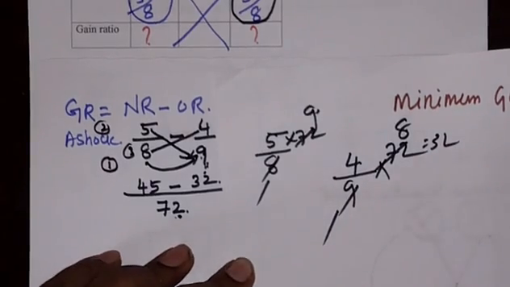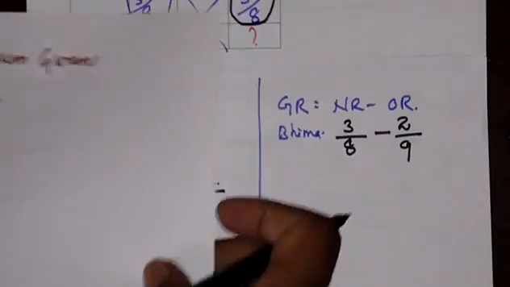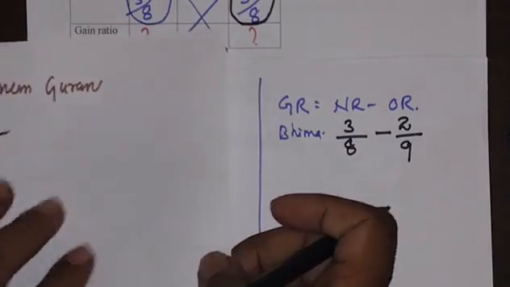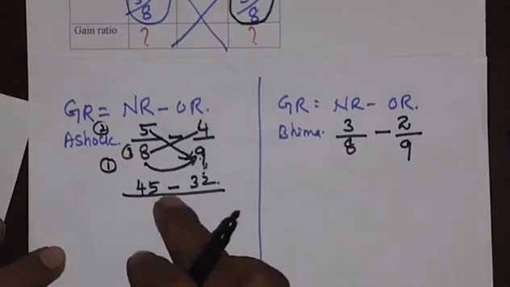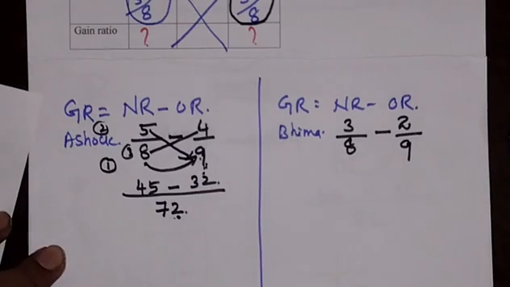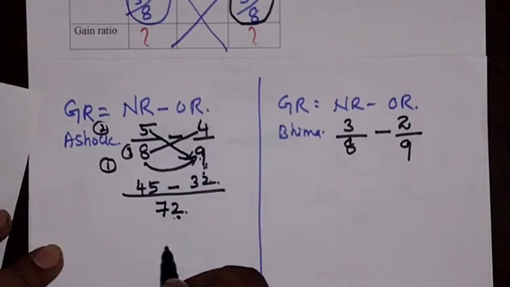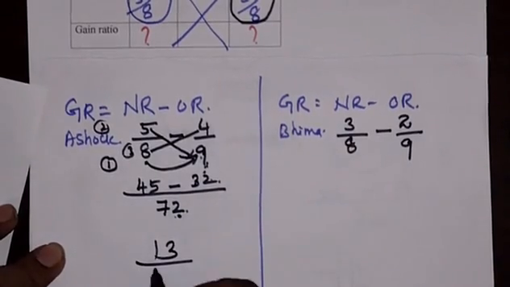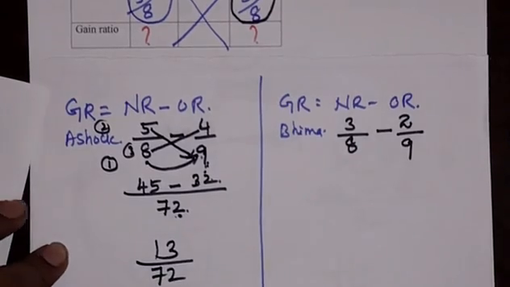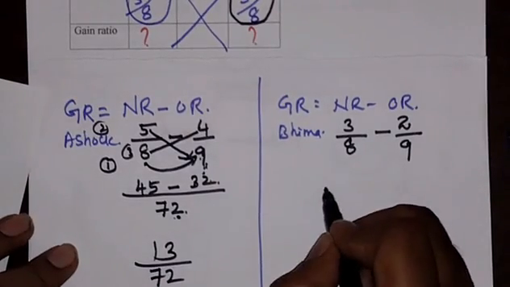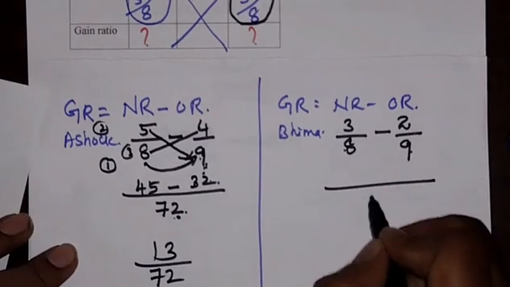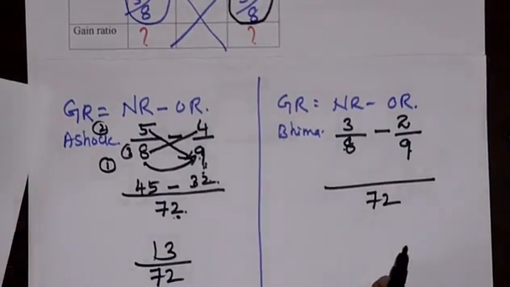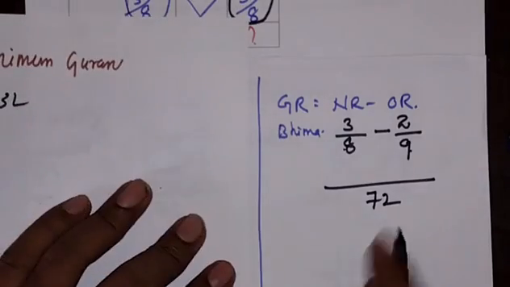Yes, this is the concept. Now in the same manner for 45 minus 32. 5 minus 2 is 3. 4 minus 3 is 1. Therefore 13 by 72. Coming to another one. 8 9s are 72. Again with the same manner.